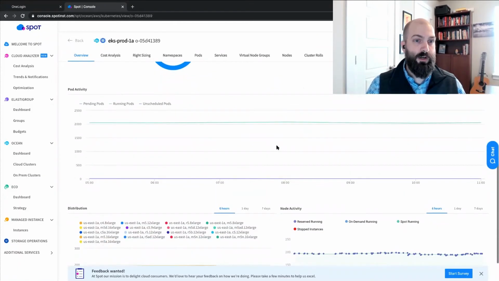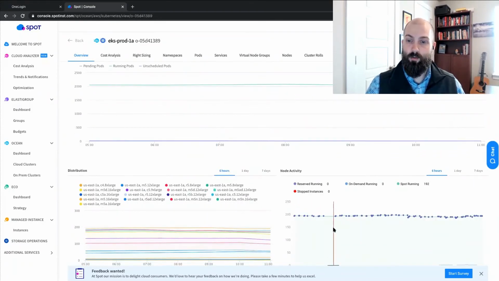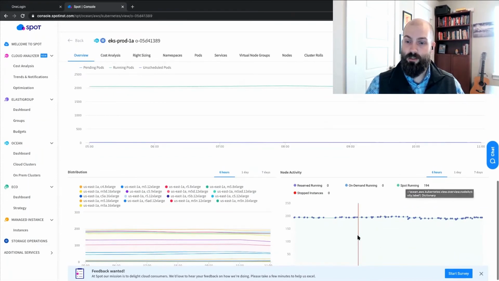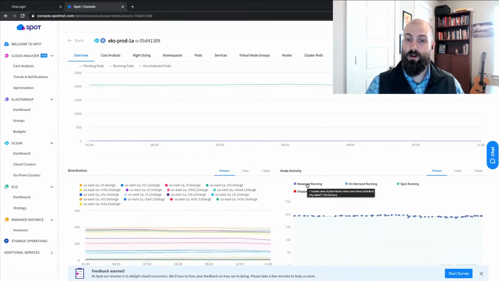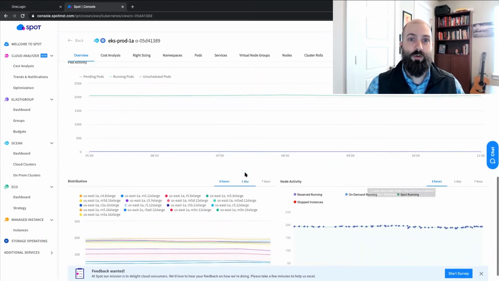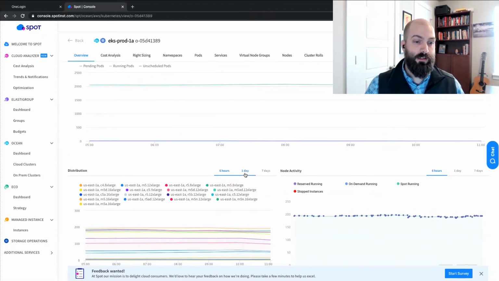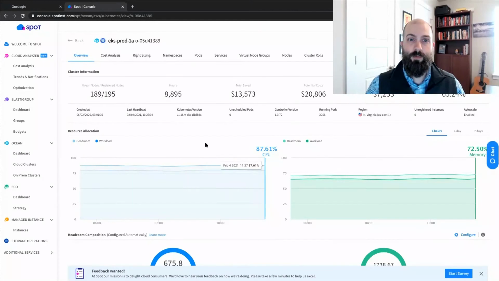There's quite a bit of information on here for understanding, okay, what does my pod activity look like? What kind of capacity am I running on? See, for instance, this cluster is running entirely on Spot capacity, but we also have the ability to run on existing reserved instances that you have, or even fall back to on demand for any workloads where we feel that's the best choice. Again, a lot of information in here.